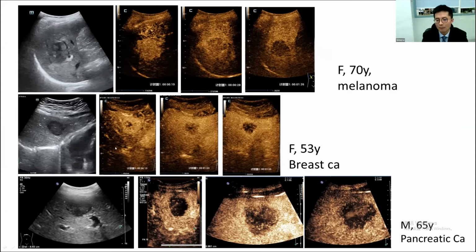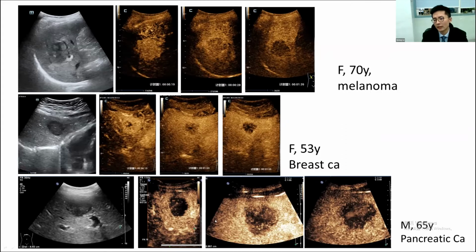Hypovascular tumors are more likely to show the donut sign, a thick-walled ring-like hyperenhancement in the arterial phase. Like in this case, a liver metastasis from a pancreatic cancer.